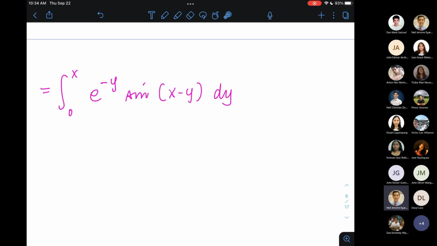Algebraic po ba, sir? Nope. Try again. Yun yung problema sa techniques of integration. Ang daming options, ano? Sige.